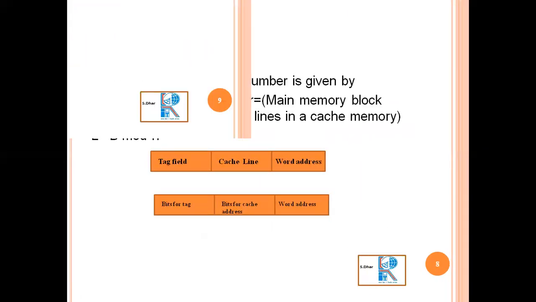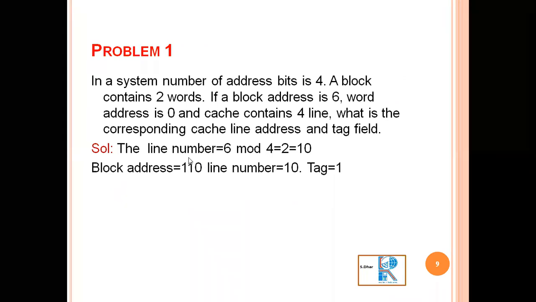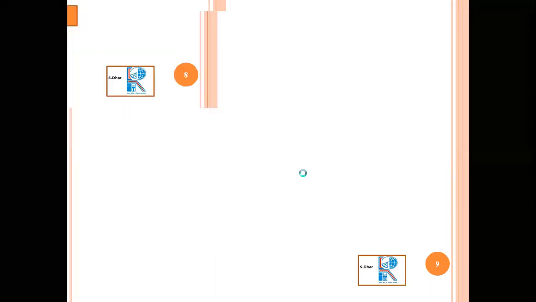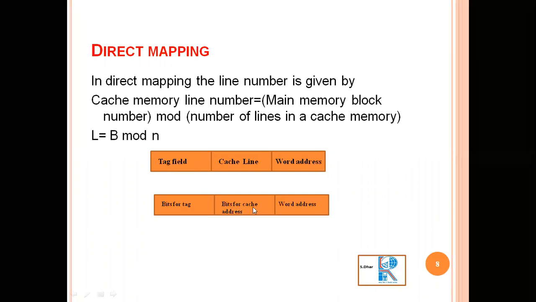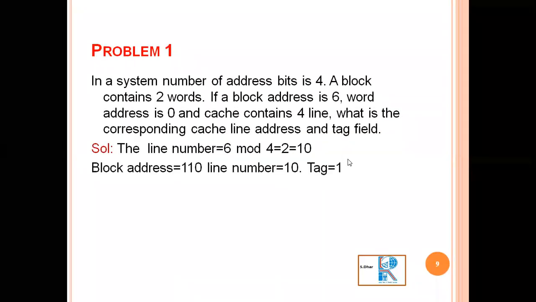Again, I am going here. So line number 2. Now the block address, we know what is the binary of 6: 110. Binary of 6 is 110. Line number, it is already told, is 10. This line number we have got from here. And what is the tag field? If this is the line number and this is the block number, so 10 is the line number. Clear? Previously, if I go here, these 2 bits are required for the line number. This is the word bit, 1, this is 2, and what is the remaining? Remaining is 1 bit, tag is 1. Clear?